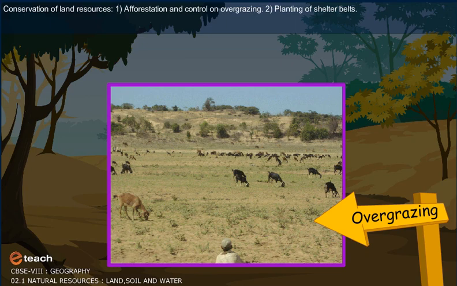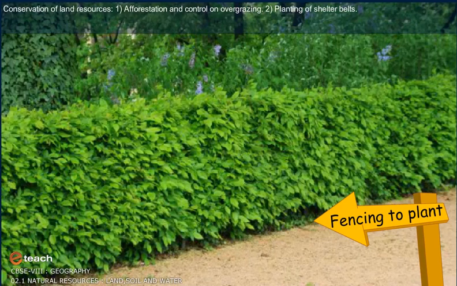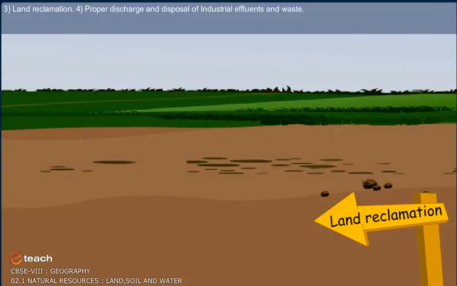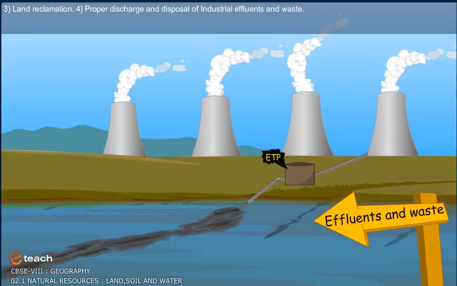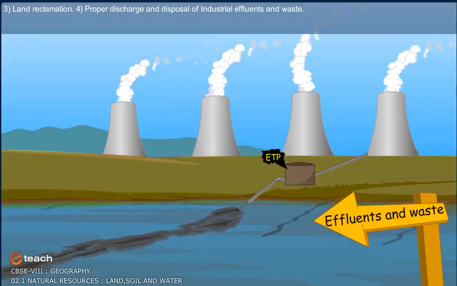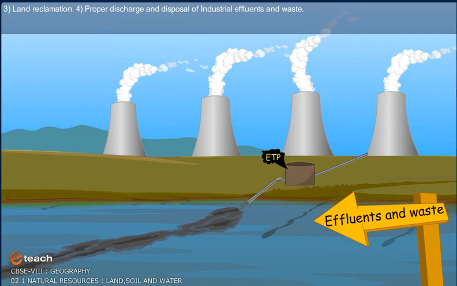Afforestation and control over grazing, planting of shelter belts, land reclamation, proper discharge and disposal of industrial effluents and waste.